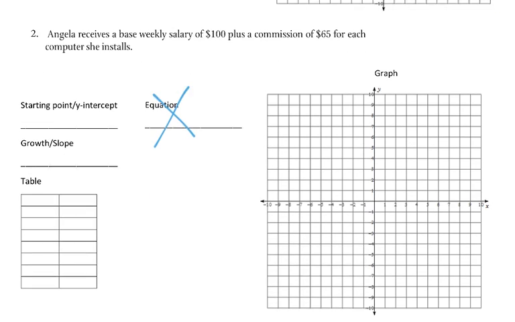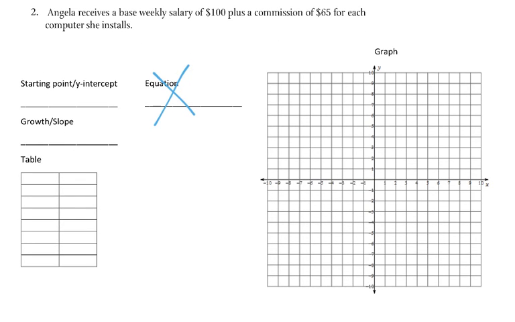Okay, so number 2 says Angela receives a base weekly salary of 100 plus a commission of 65 for each computer she installs. So she starts at $100 per week. Then, depending on how much she sells, she can grow it by $65 per computer. So we would have, this would be sales or commission, I guess, not sales really, be installs, right? So we'll call that installs, and this would be her salary, or what she gets paid.